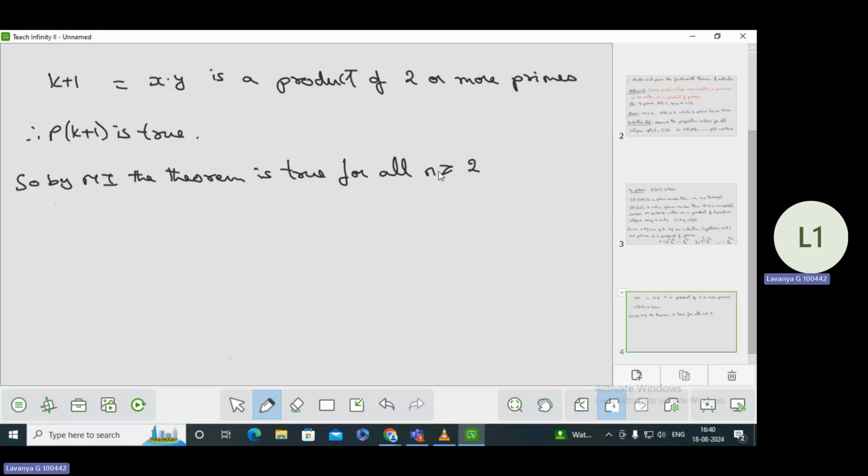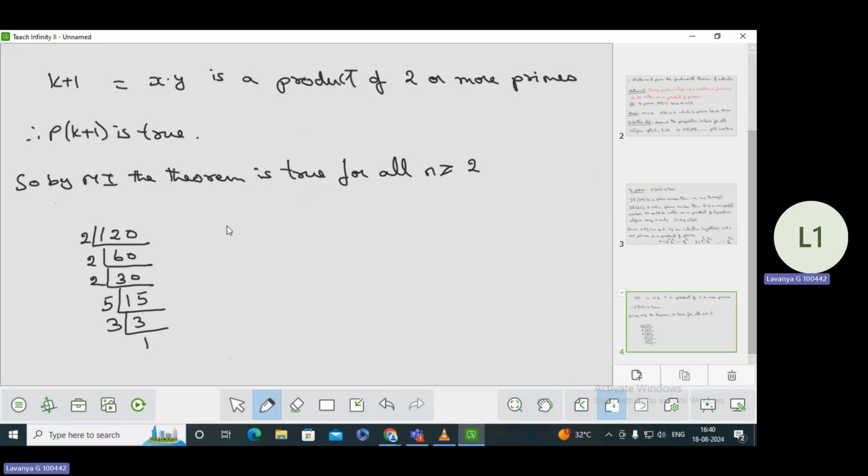Let us now consider a simple example. Suppose I take a number like 120. I start factorizing by 2. I will get 60. Again by 2, I will get 30. Again by 2, I will get 15. By 5, I will get 3. Again by 3, I will get 1.